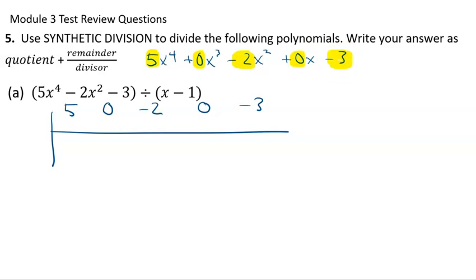Next step, remember what goes out front, right? As long as you're dividing by x plus or minus a number, has to be that form, then you're allowed to take the 0 for this. So if I were to set x minus 1 equal to 0 and solve, I would get x equals 1.